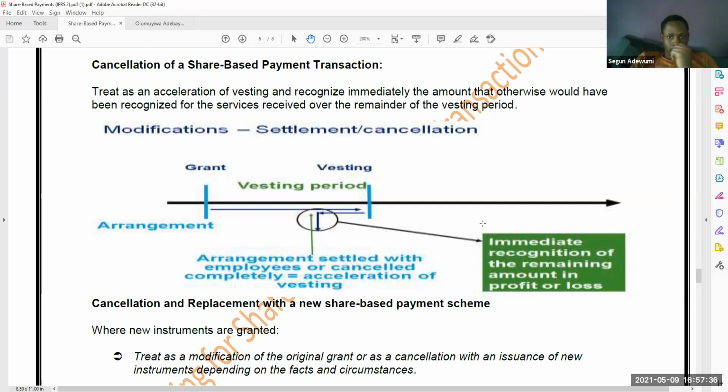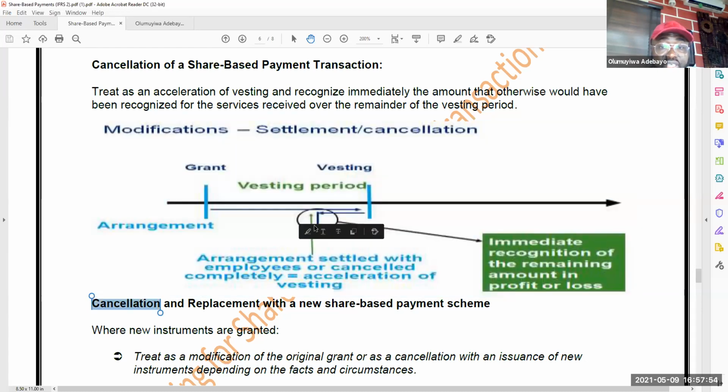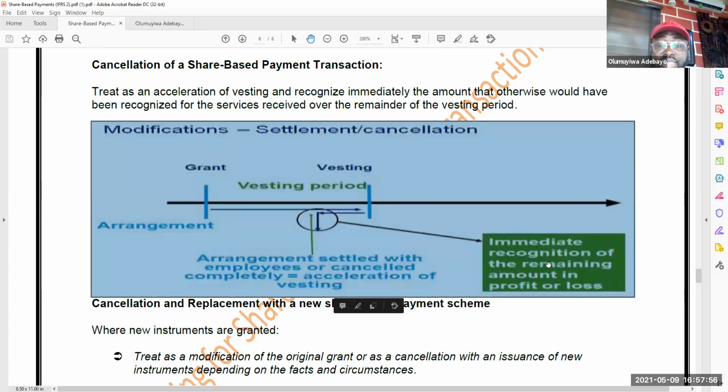Cancellation of share-based payment transaction: treat as an acceleration of vesting and recognize immediately the amount that otherwise would have been recognized for the service received over the remainder of the vesting period. Which means at this point of cancellation, you should immediately recognize the other portion that should have been recognized over the remaining time. You recognize it immediately now. And how do we do that?